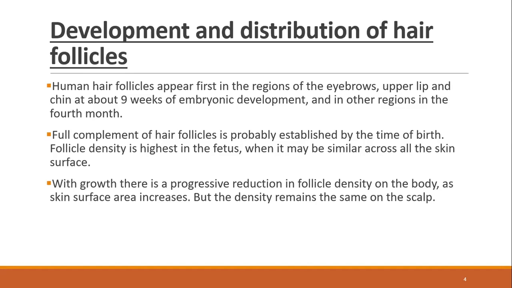Many children are born with lots of hair, and the mothers are usually worried about this. So you just have to explain to them that this is gradually and slowly going to improve. With growth, there is a progressive reduction in follicular density on the body as the skin surface increases, but the density remains the same over the scalp. So gradually and slowly, this follicular density, which is seen in young infants, reduces and becomes normal subsequently.